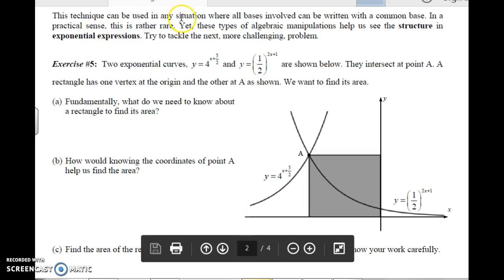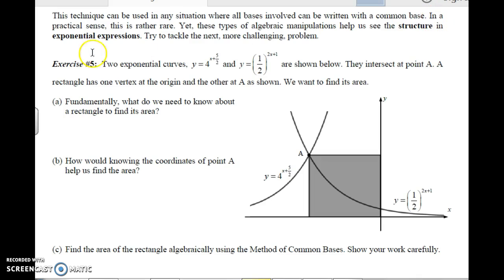This technique can be used in any situation where all bases involved can be written with a common base. In a practical sense, this is rather rare, yet these type of algebraic manipulations help us to see the structure in exponential expressions. So let's look at the more challenging problem next.